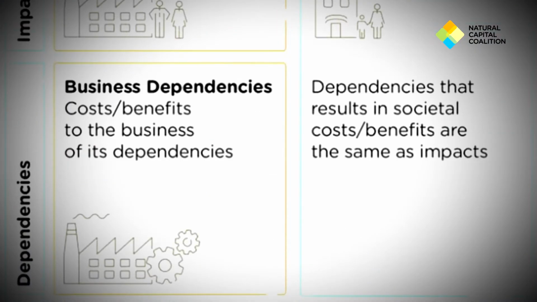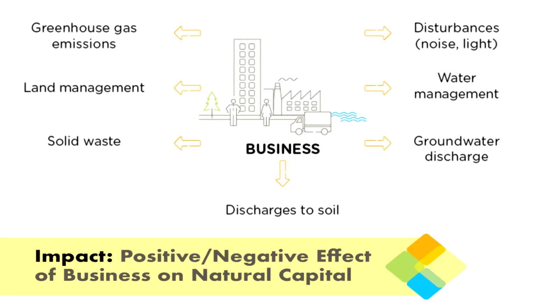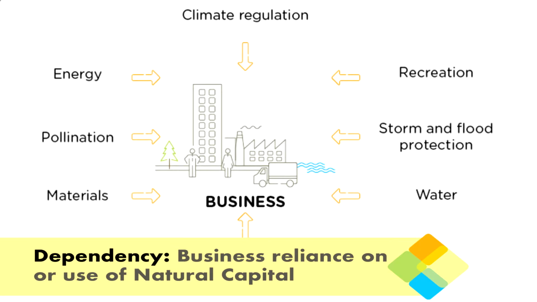Now you know which part of the value chain is included, you need to decide whether you're interested in natural capital impacts or natural capital dependencies. First, a quick summary of what we mean by these words impact and dependency. An impact is a positive or negative effect of business activity on natural capital, where a dependency is any business reliance on or use of natural capital.